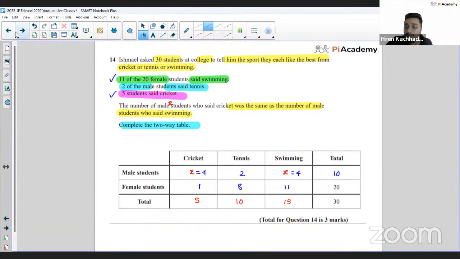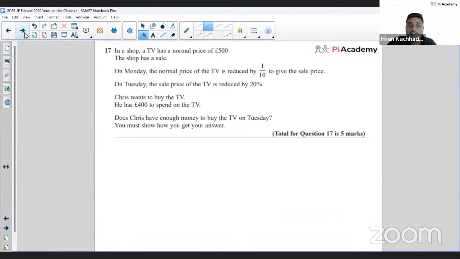Very good, everyone. Yeah, very good, Coimbatore. And very good other members as well. Let's move on to the next question.